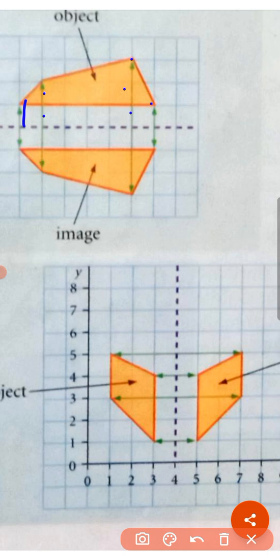Okay, so this is the mirror line. So the image will come here. So you should take the distance from the mirror line, 1 unit below the mirror line, 1. Then here from here 1, 2. Then from here 1, 2, 3. Then from here 1. Okay. If you join these points, you will get the image of the given object.